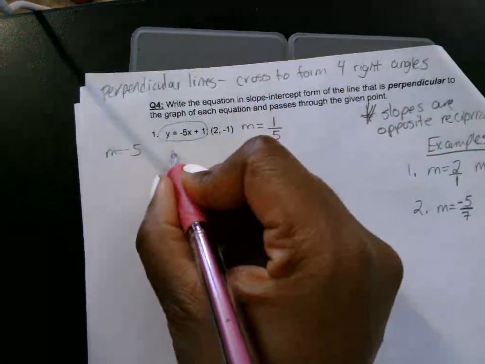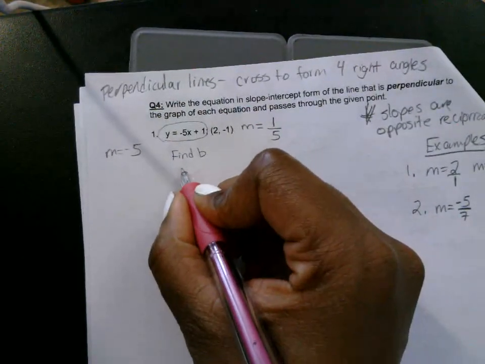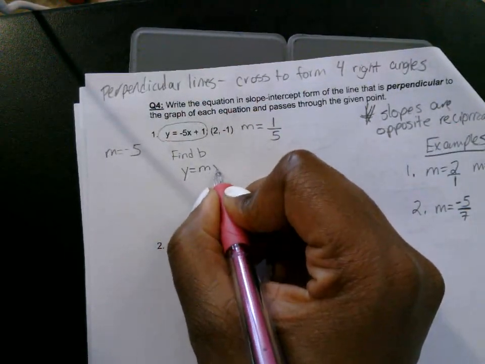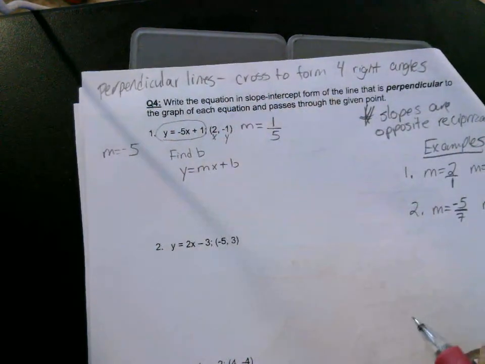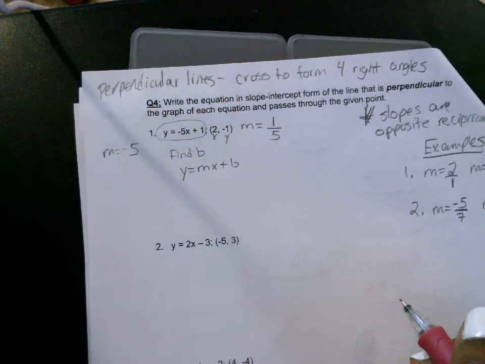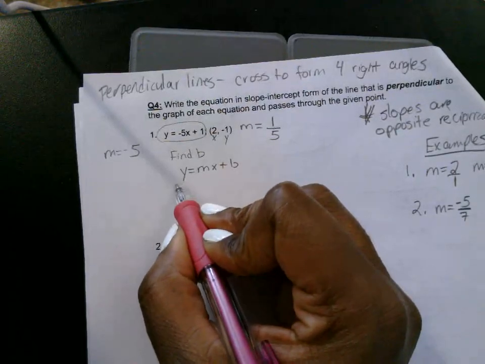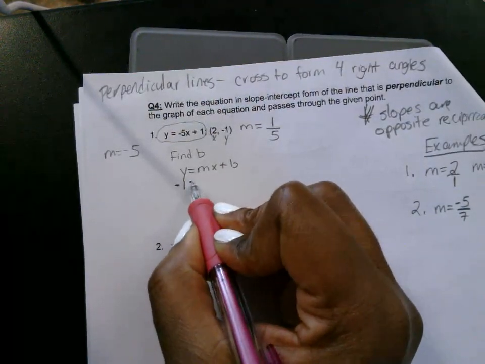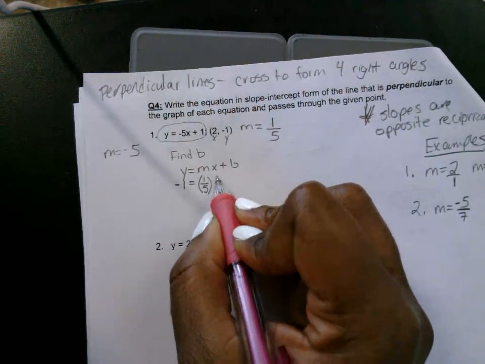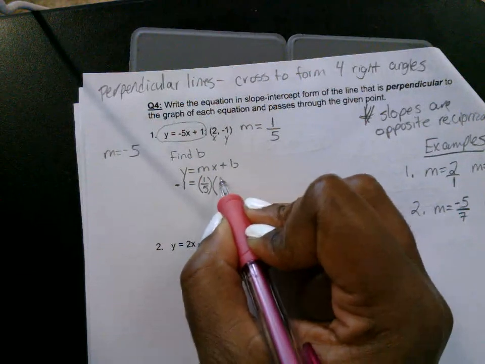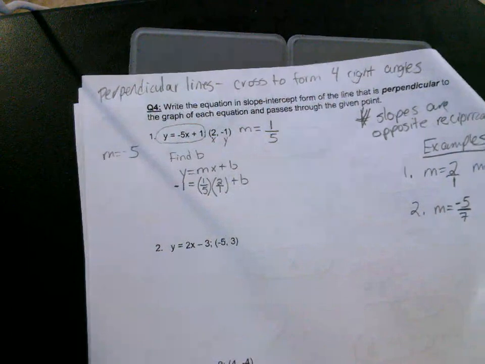All right, so now we need to find b. So to find b, you use the slope-intercept form, y equals mx plus b. Use what's given to find b. All right, so what do we substitute for y? So we got negative 1 is equal to, what's m? 1/5 times, what's my x? 2. So we got 2 over 1 plus b. Questions?